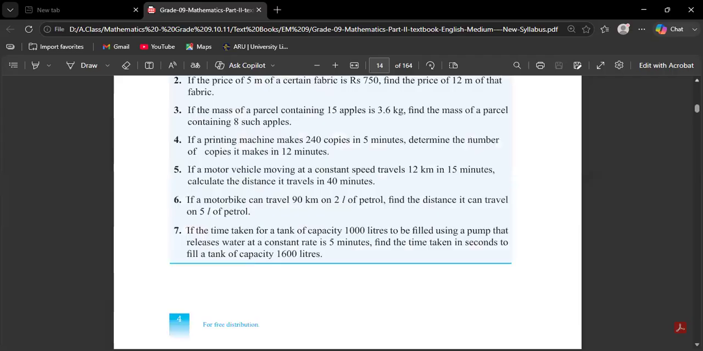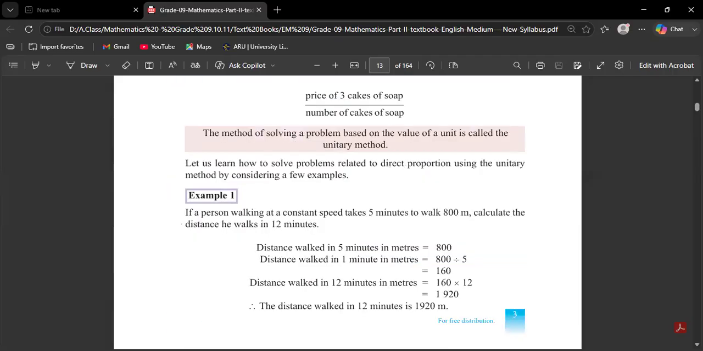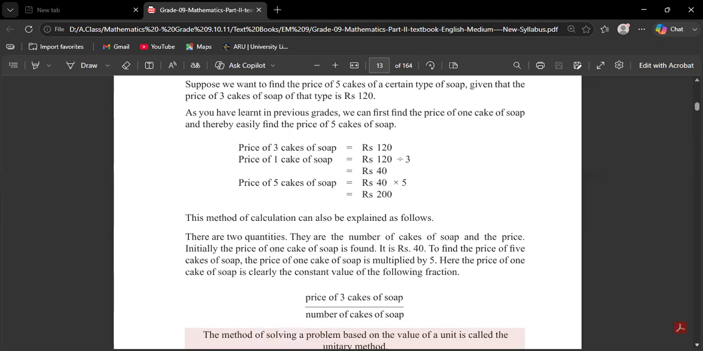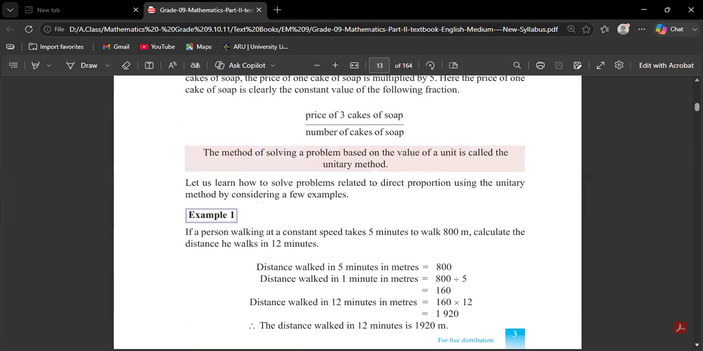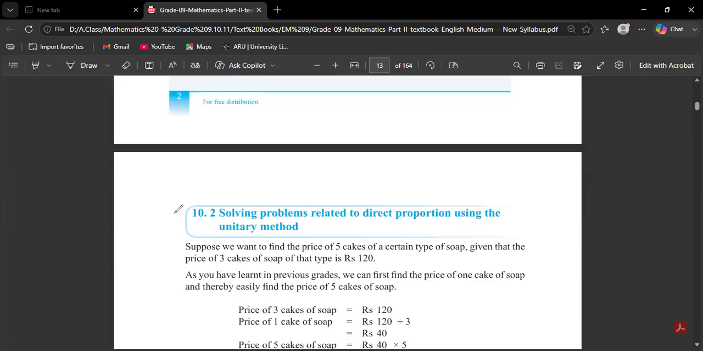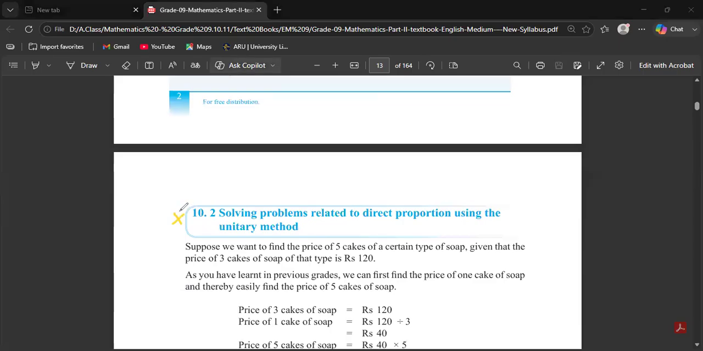So the first one is always easy for you. Then you can try this one. Okay, we are going to practice this kind of question. Just write down our topic. This is our topic: solving problems related to direct proportion using the unitary method.